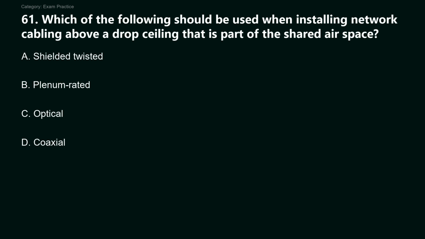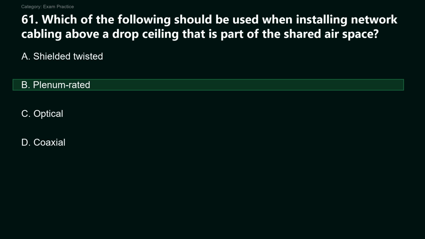Question 61. Which of the following should be used when installing network cabling above a drop ceiling that is part of the shared airspace? Option A, shielded twisted pair. Option B, plenum rated. Option C, optical. Option D, coaxial. The correct answer is option B, plenum rated.